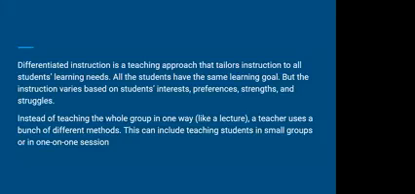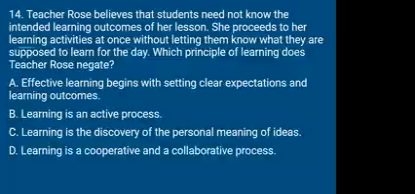Next, let's proceed to number 14. Okay, very good. So all of you got the correct answer. Number 14, Teacher Rose believes that students need not know the intended learning outcomes of her lesson. So she proceeds to her learning activities at once without letting them know what they are supposed to learn for the day. So which principle of learning does Teacher Rose negate or violate?